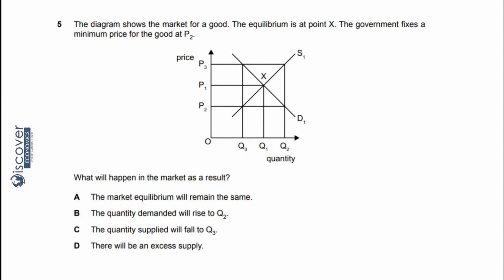D, there will be excess supply. So this is definitely not, because in minimum price, or when the government is going to fix a minimum price, we are always having shortage of demand. This is why the forces of demand and supply will be pushing price up, but the government is going to push it down and it will fix it down. So A is going to be the answer. Let's see. Yeah, this is the answer.